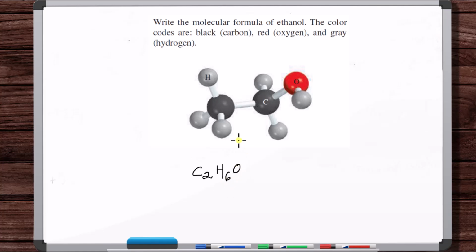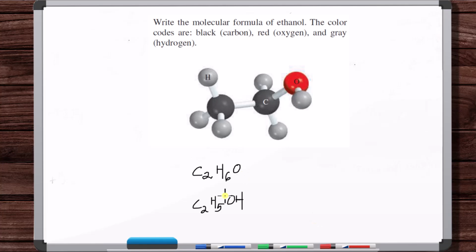But really, it's probably more proper, this is an OH group at the end. So you're really saying C2H5OH, right? Just to specify that it's more of an OH group. You've got this hydrocarbon here, and then attached is an OH group. Okay, but is this the molecular formula?